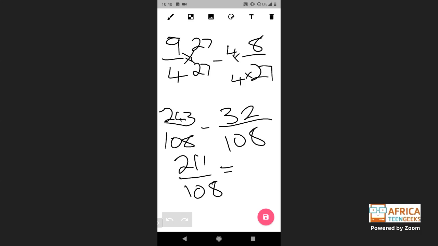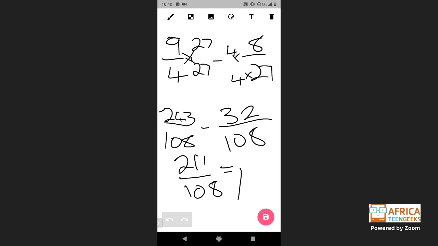So how many times does 108 go into 211? How many times? It goes 2 times, 3 times, 7 times, 20 times. Just comment there. How many times does 108 go into 211? Okay, I know most of you got this one right. It only goes one time, guys.